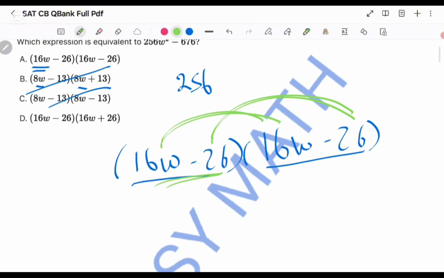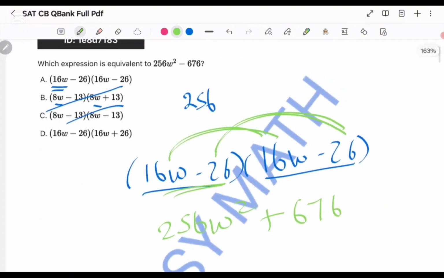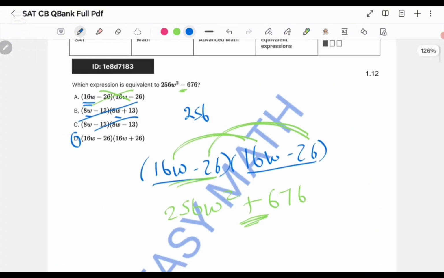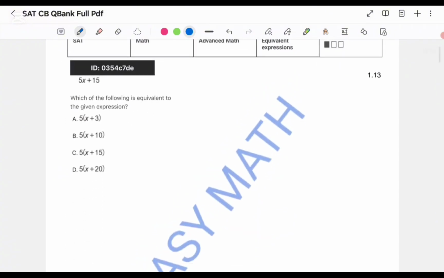Let's do it here. First times first, we said 256w squared, because w times w is going to be w squared, and negative 26 multiplying negative 26 is going to be positive 676. Now this is a positive and this is a negative, so A is wrong. Directly that takes us to D. You can do that just to make sure of your answer. However, you don't really want to waste time on such questions, so we can go for the next one.